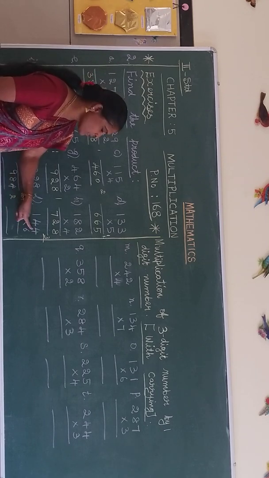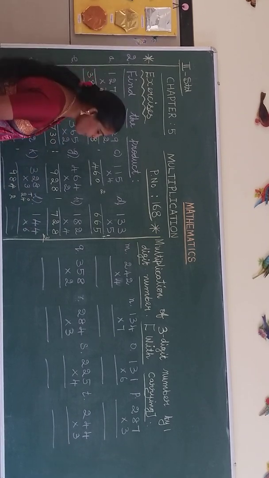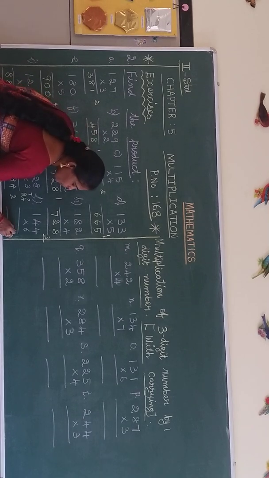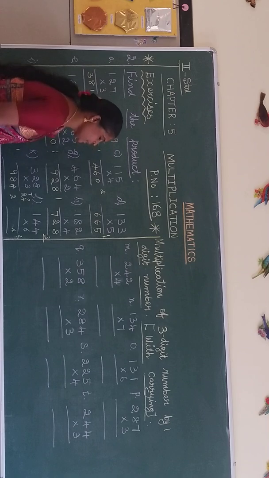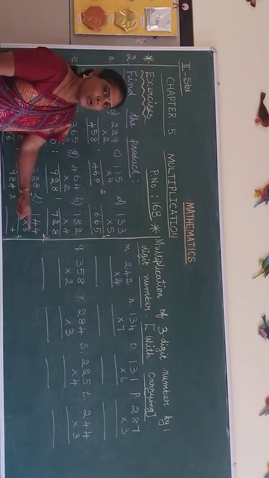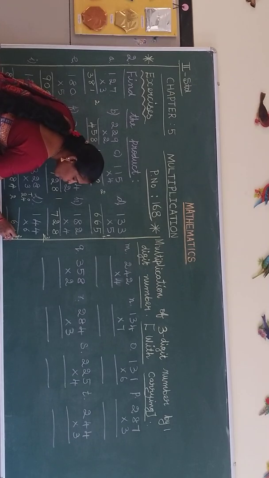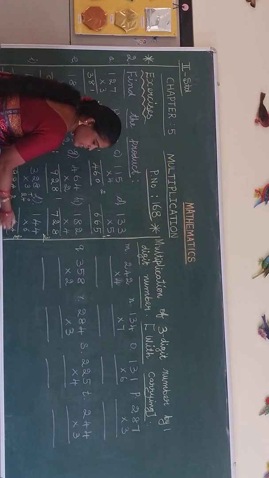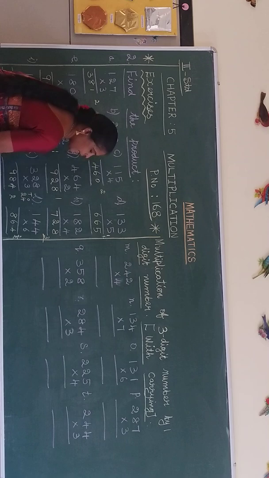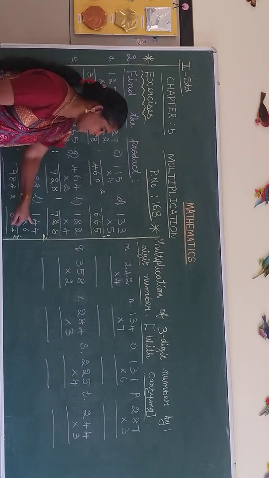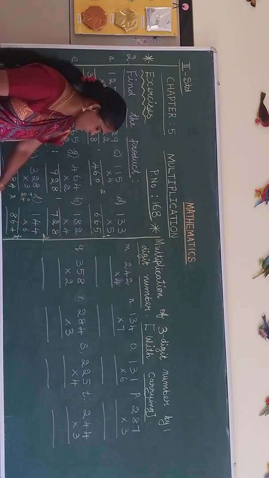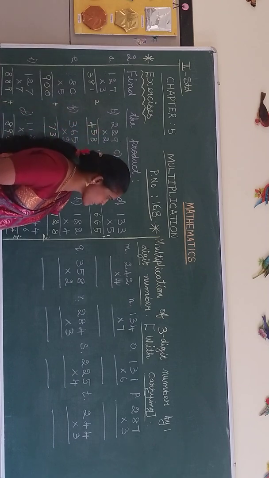6 4s are 24. In this 24, 4 in this place, 2 in the side, and again 6 4s are 24. 24 plus 2, 26. Again 2 in the side, 1 6 is 6. 6 plus 2, 8. So 144 multiplied by 6 is equal to 864.